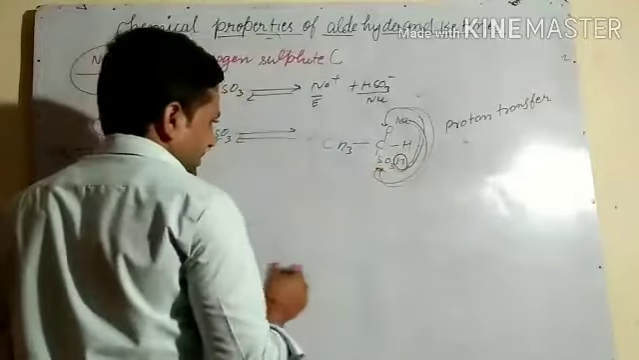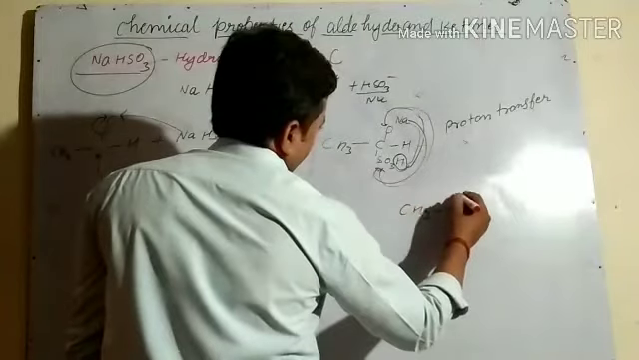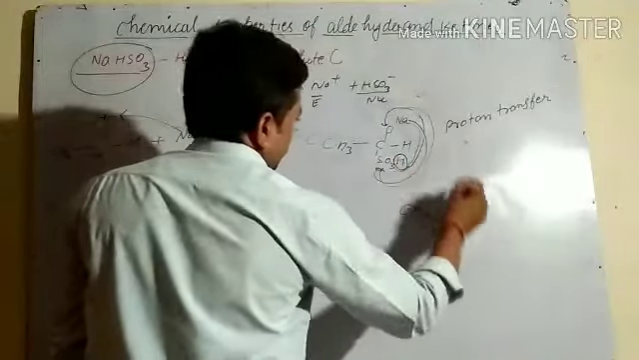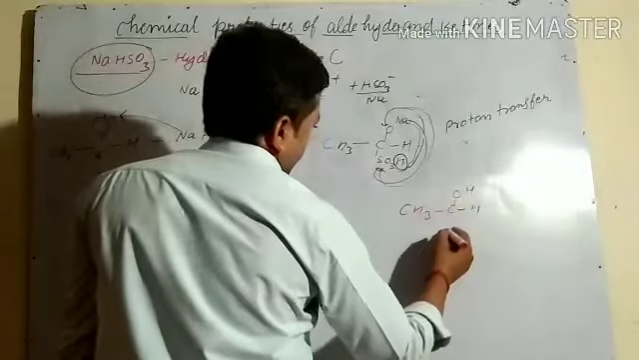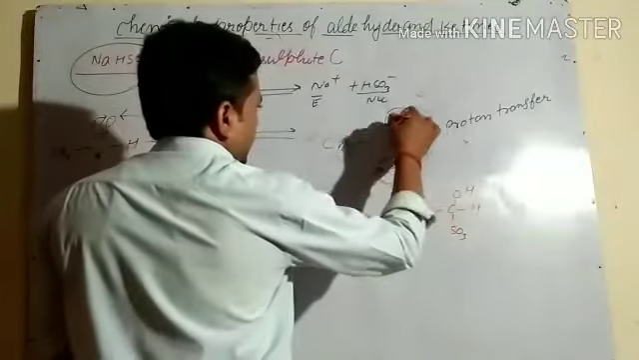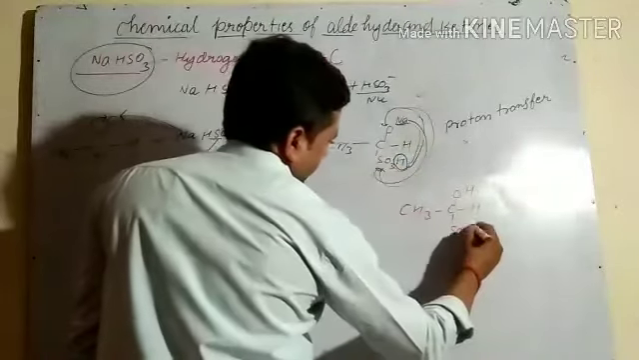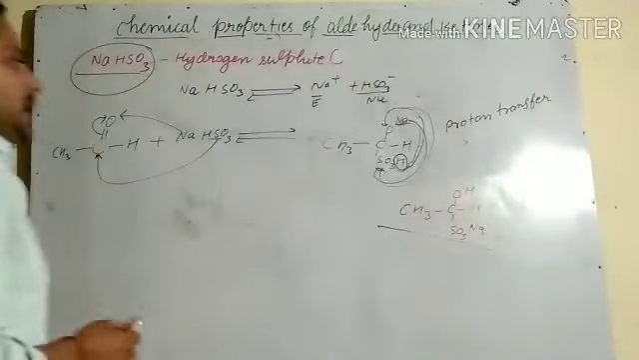So what will be the product when we have transferred? CH3, this goes to there, so it will be like this, H, and what was there? SO3H, and Na comes here. So what will be the product? This is the product. So like this we can write.